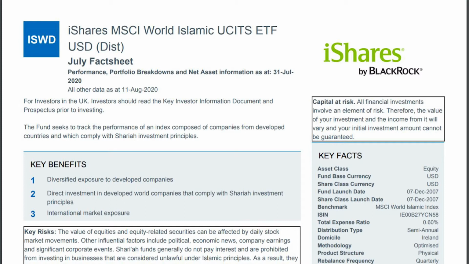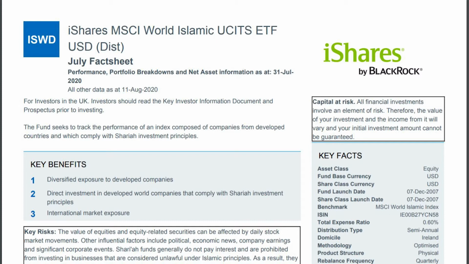Let's go through the key facts about the ETF. The base currency of the ETF is USD, which is the US dollar. The total expense ratio for this particular ETF is 0.6%, which implies that for every $10,000 invested in this ETF, you pay $60 on an annual basis.